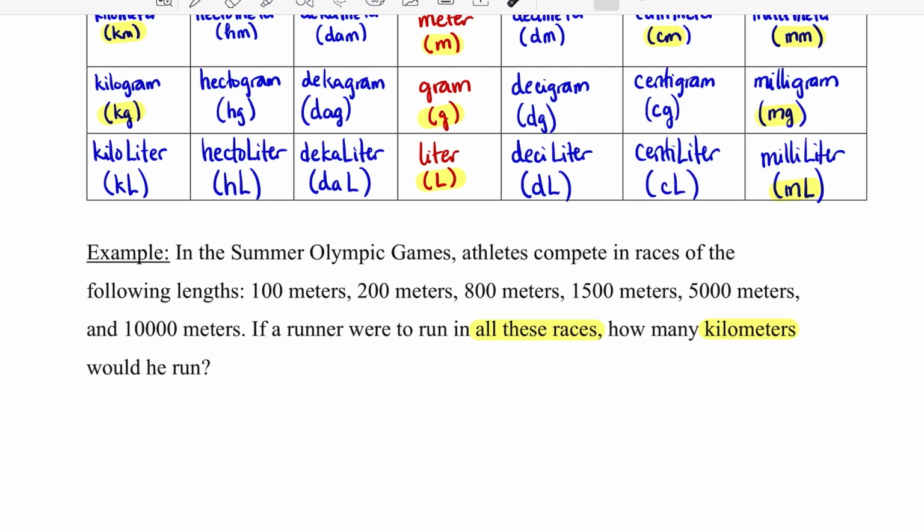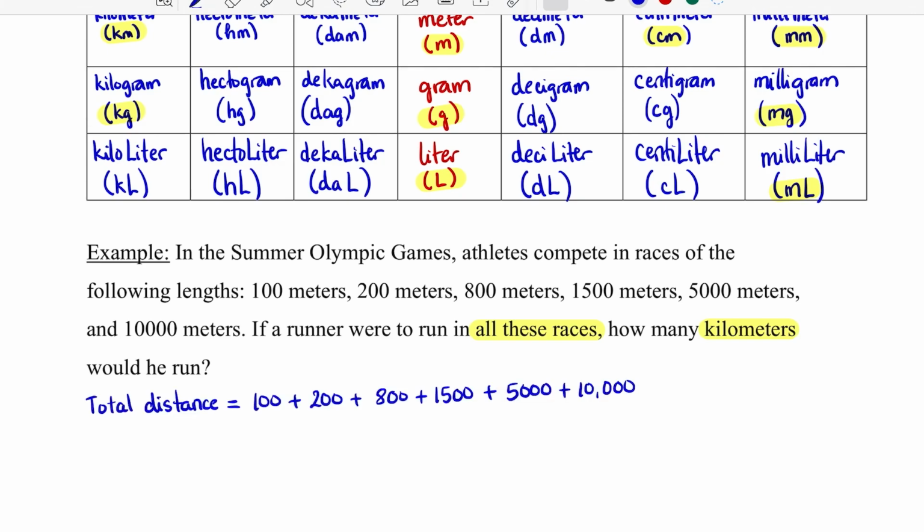So there are two parts to the question: the total distance, and that will be in kilometers. The distances that they gave me are in meters. So first, I would find the total distance in meters. I'll take 100 plus 200 plus 800 plus 1500 plus 5,000 plus 10,000 to get the total distance. And that gave me 17,600 meters. I got a total distance, but it's in meters. I want it to be in kilometers.